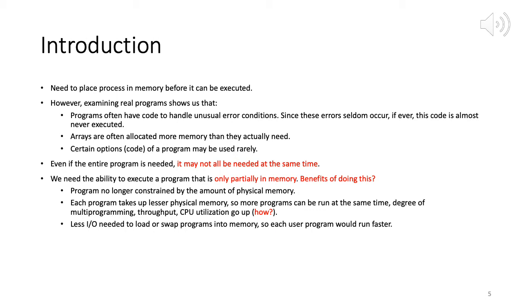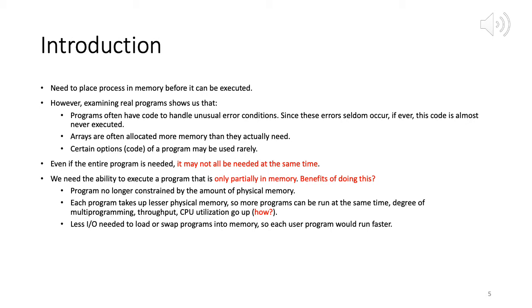Okay. Each program takes up a lesser amount of physical memory, so more programs can be run at the same time. Degree of multi-programming, throughput, and utilization go up. Right. So now that we are bringing parts of a process, we can support a larger number of processes in physical memory, which means our degree of multi-programming will definitely go up. Right. Okay. So that way it will be a good thing. Throughput will go up, per unit time we will be making more progress per process.